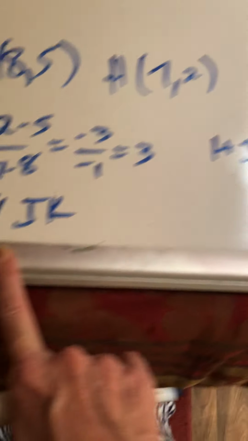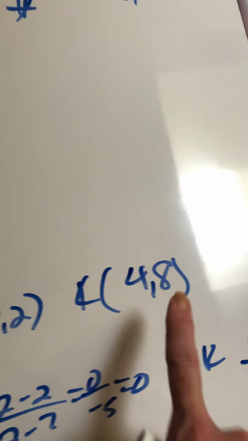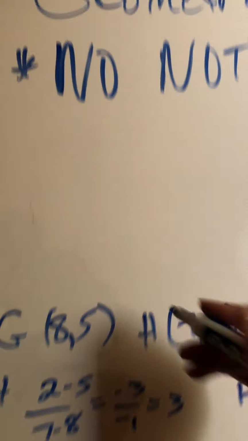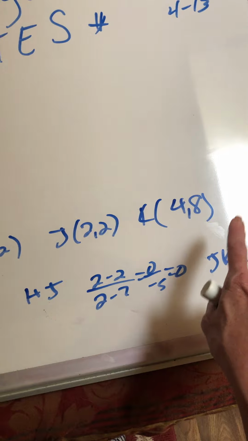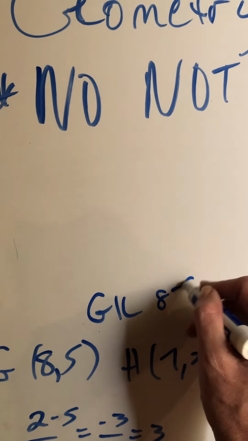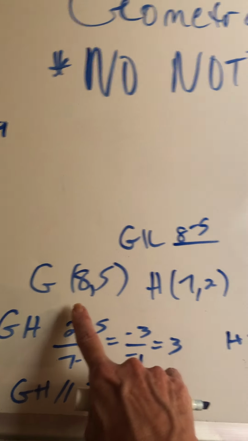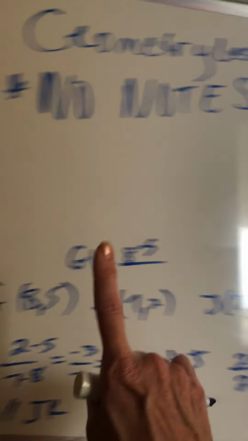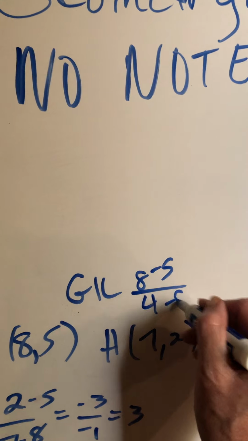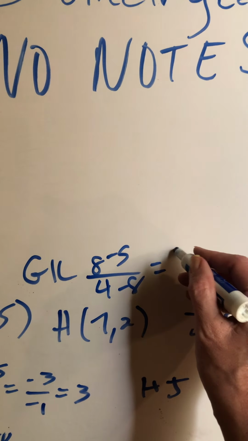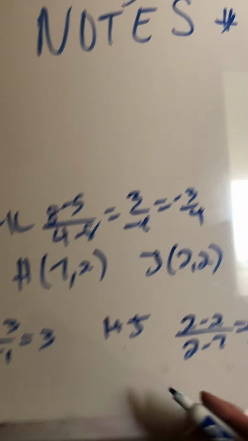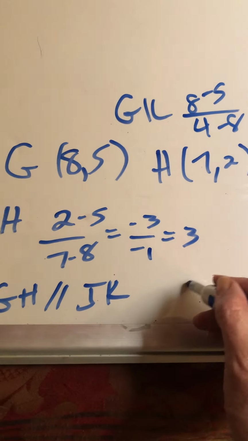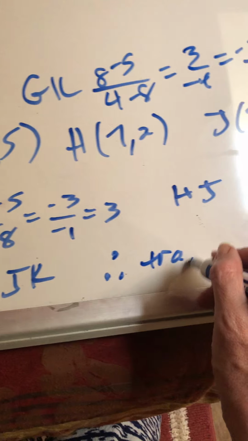Now, we still have to check GK. We still have to check that line. So I'm going to go GK up here because I ran out of room. So GK, that would be 8 minus 5 over 4 minus 8. So that would be 3 over negative 4, so negative 3/4. Okay? So I only showed one set of sides parallel, so therefore it's a trapezoid.